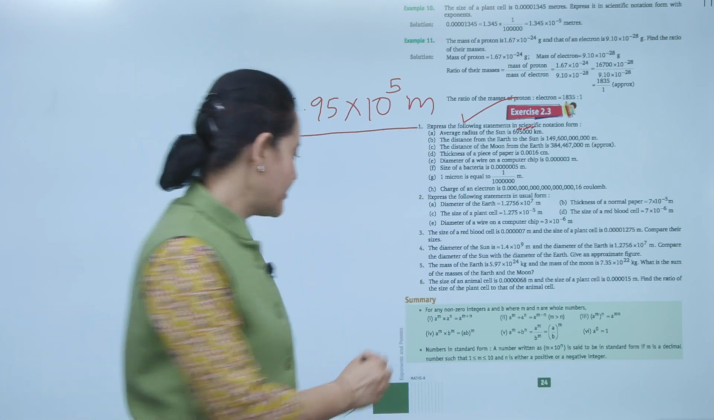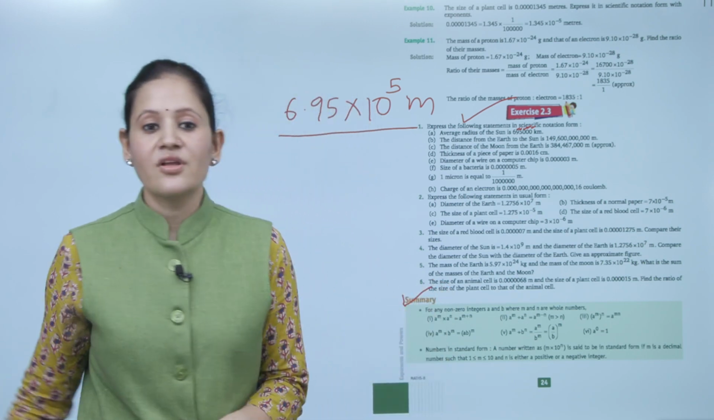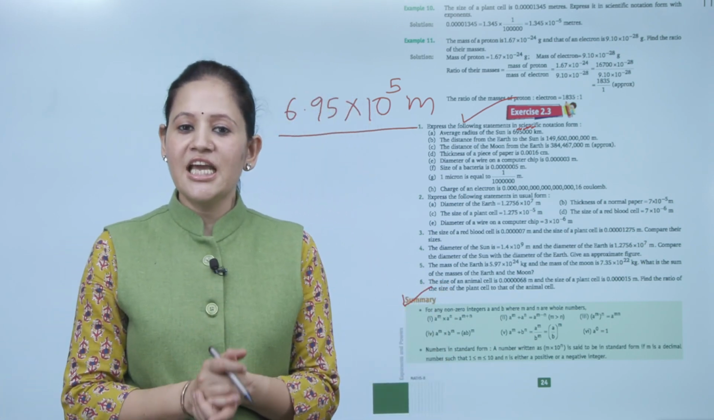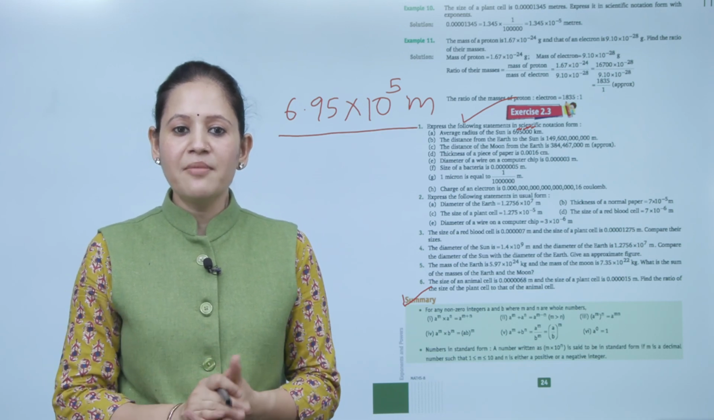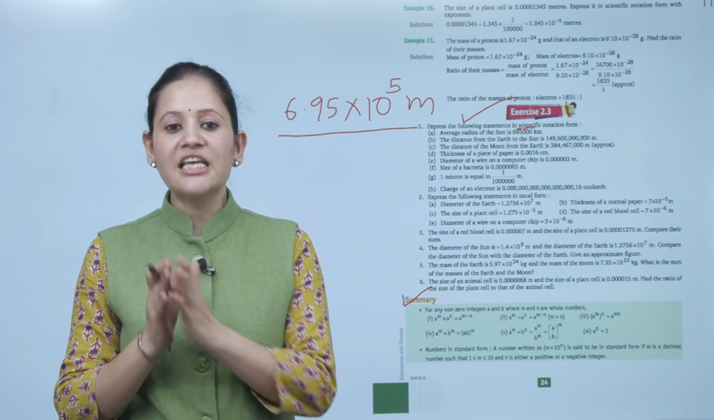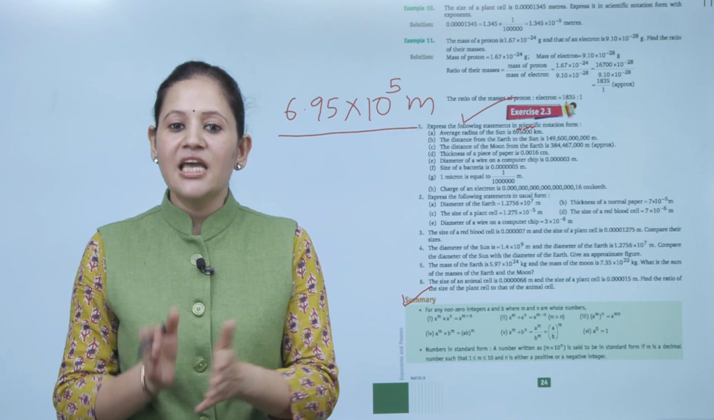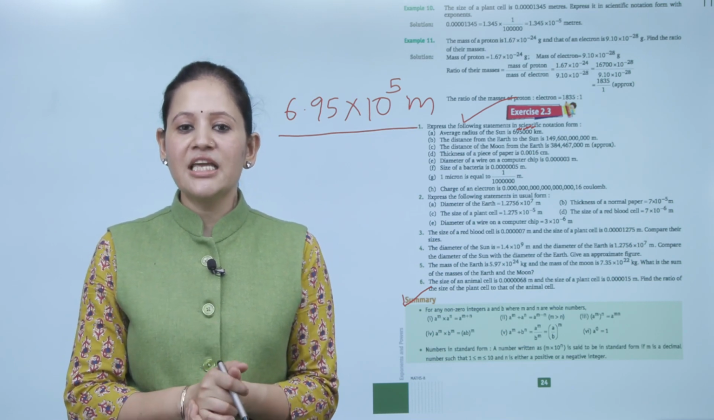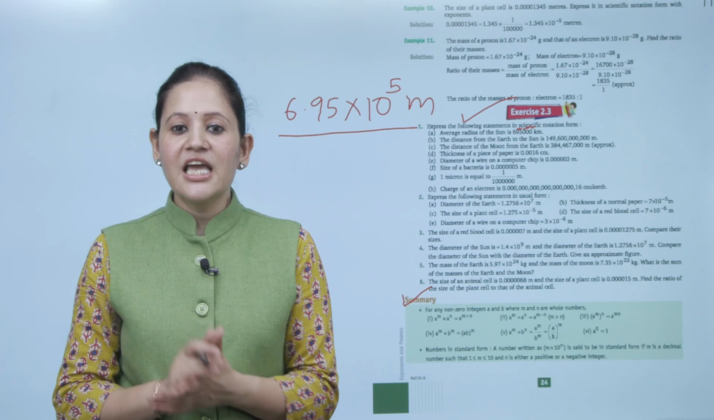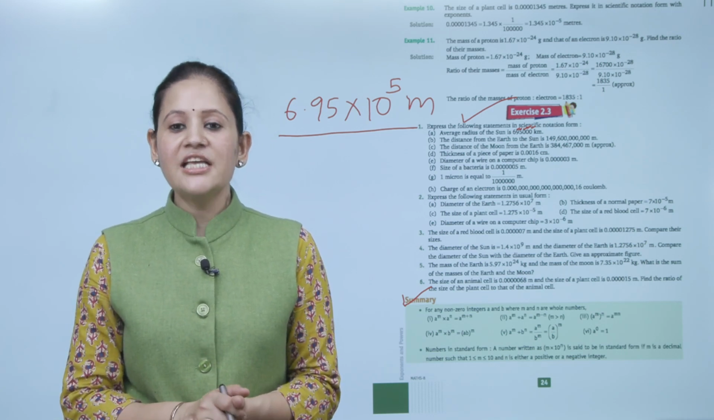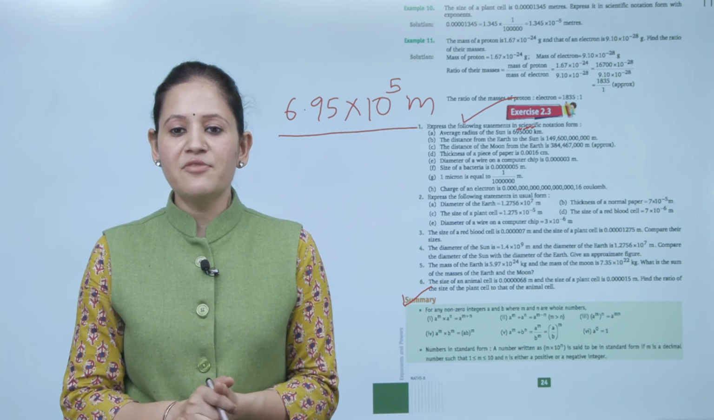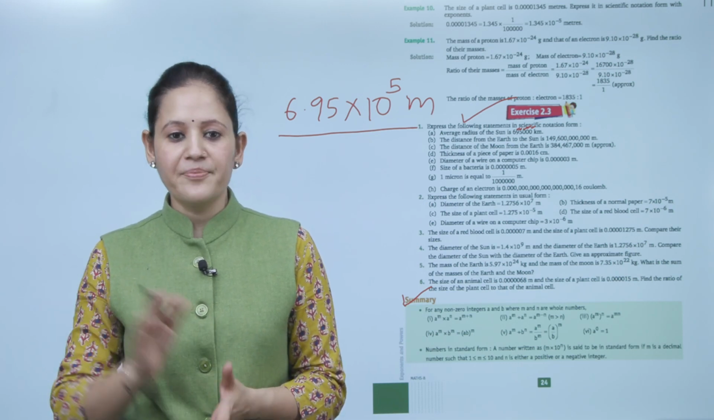Next is summary. For any non-zero integers a and b where m and n are whole numbers, a to the power m multiplied by a to the power n is a to the power m plus n. A to the power m divided by a to the power n, we will write as a to the power m minus n, where m is greater than n. A to the power m whole power n will be written as a to the power mn.